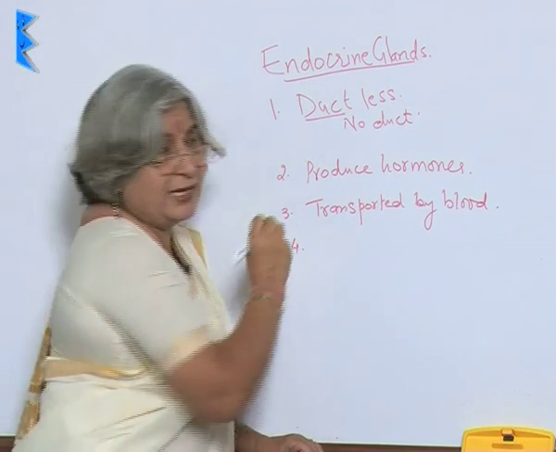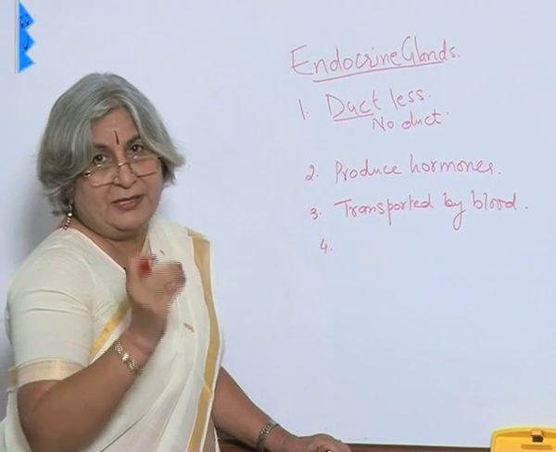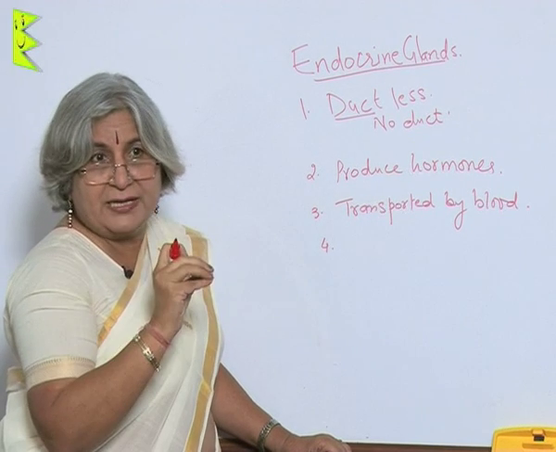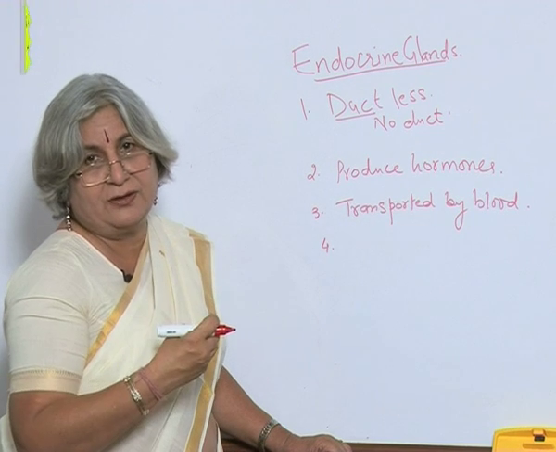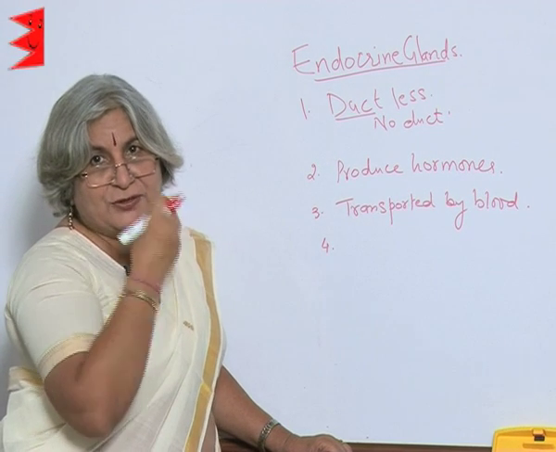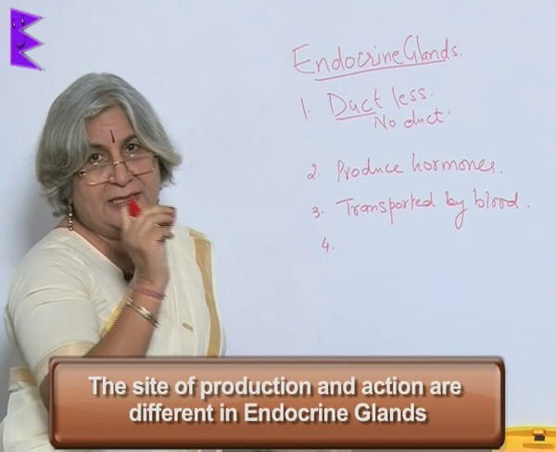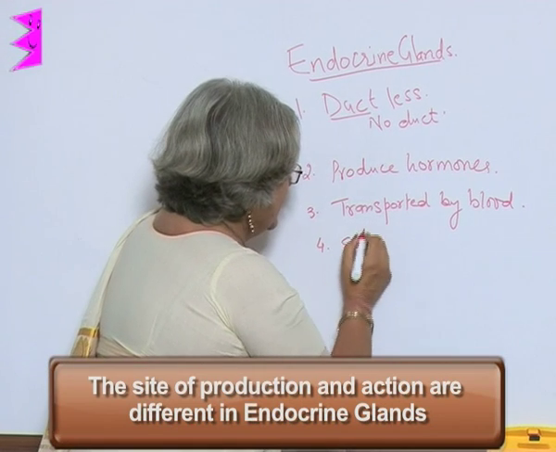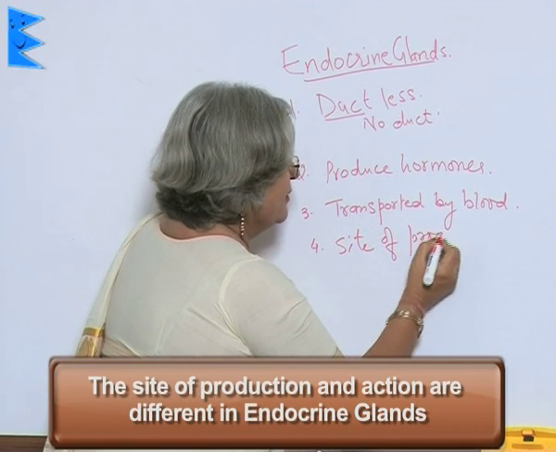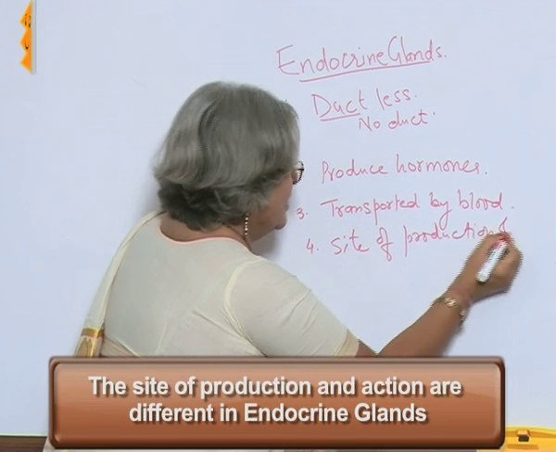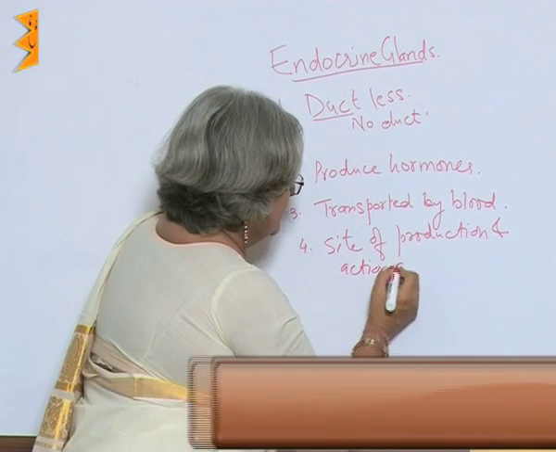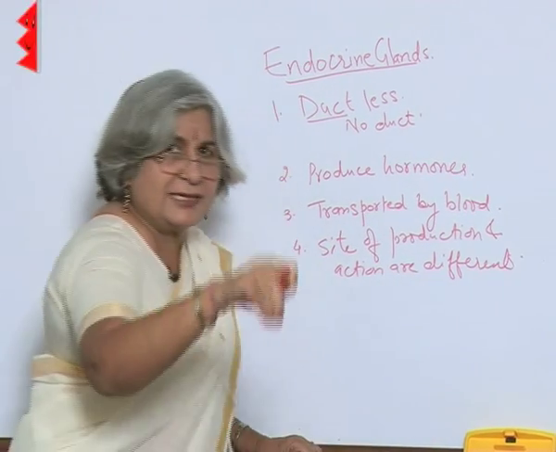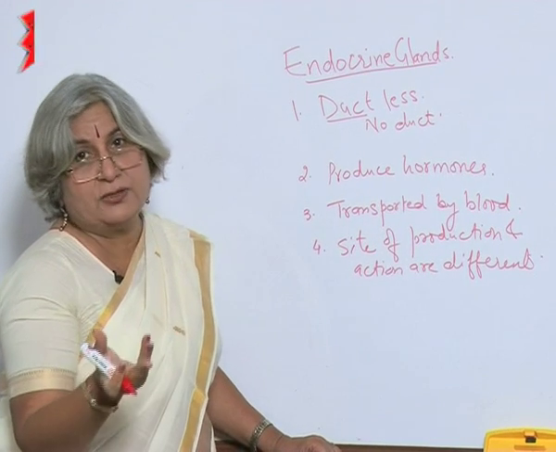The site where they are produced, like for example, I told you that the pituitary gland is situated at the base of the brain. But where does thyroid stimulating hormone act? On the thyroid gland, which is in the neck region. So, that means the site of production and the site of action are different. That is why the transportation is required. It is not just at that point, and there is no duct.